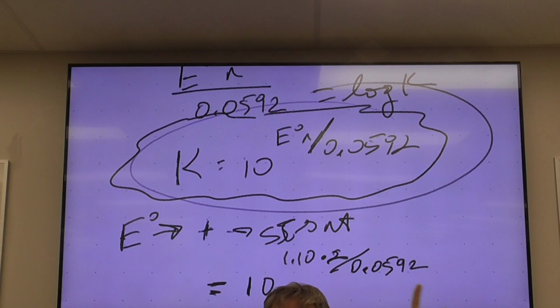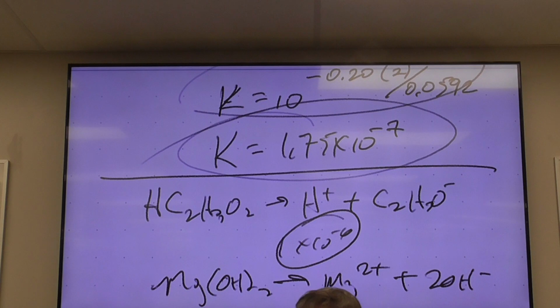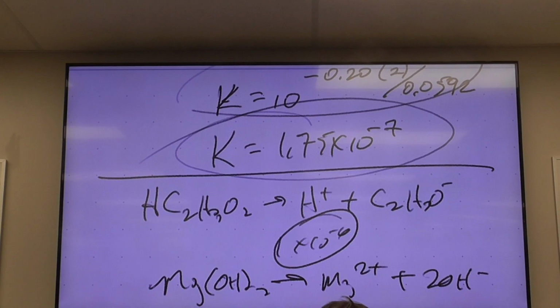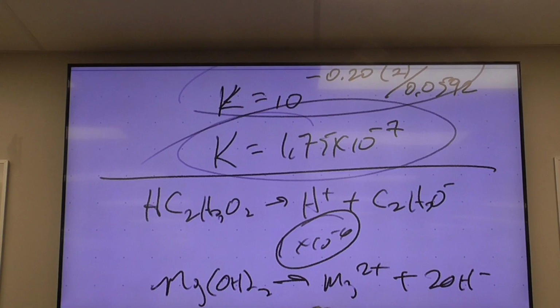What do you know about Ksp values? Itty bitty. Really small. Why? Are they soluble or not soluble? Not very soluble. So if you take magnesium hydroxide, which is very insoluble, and you try to make that ionize, is it going to ionize? No. A tiny bit. So is it spontaneous in the forward direction? No. So the K values are really small.